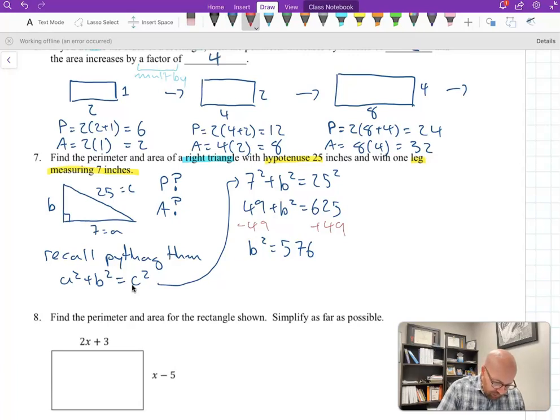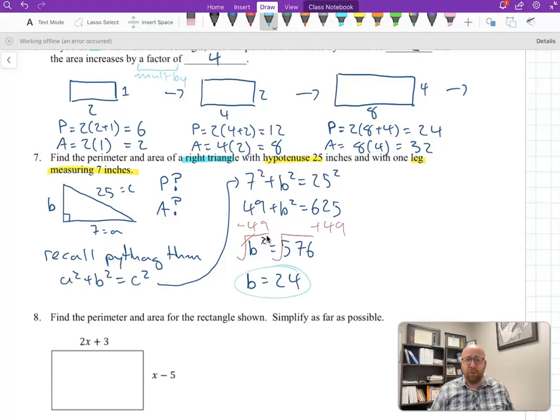Then we need to take the square root of both sides. The square root will cancel out with the exponent of 2. Let's take our calculator out and evaluate the square root of 576. And we get 24 exactly. B is equal to 24. Now, again, this is not our answer, but we're going to use this value for B to answer the questions of perimeter and area.